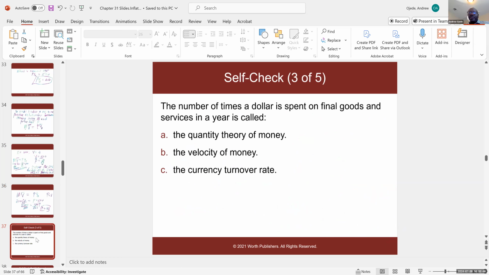That's how I want to add that. The number of times a dollar bill is spent on final goods and services in a year is called, we talked about that already, the velocity of money. That's our definition.